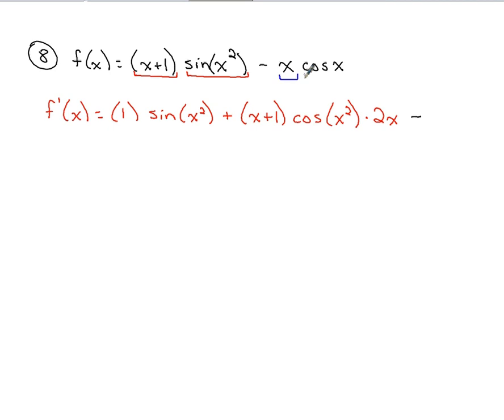another product where I have x times the cosine of x. So take your derivative of x to start, giving you 1. The second part of the product stays the same because of the product rule, plus the first part of the product, x, staying the same, times, well, the derivative of the cosine of x. Derivative of the cosine of x is just negative sine of x. That completes your derivative.